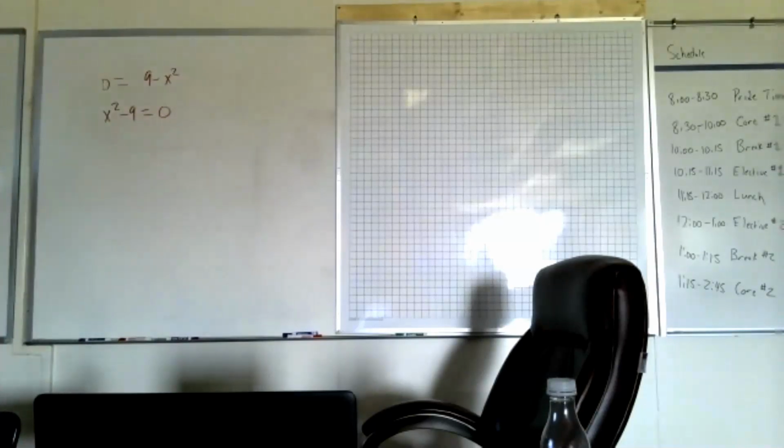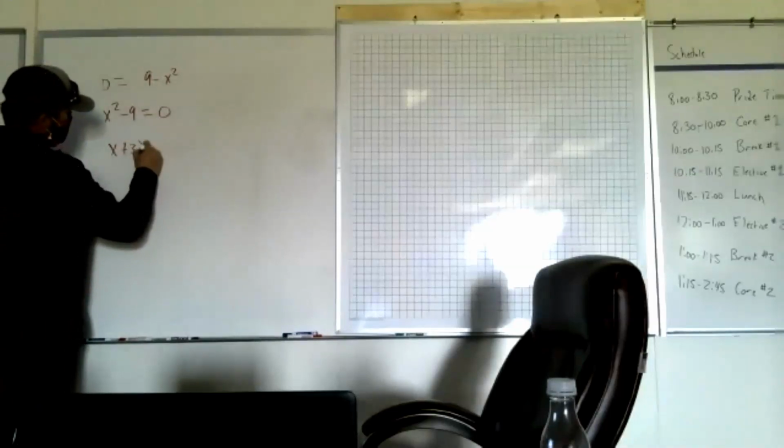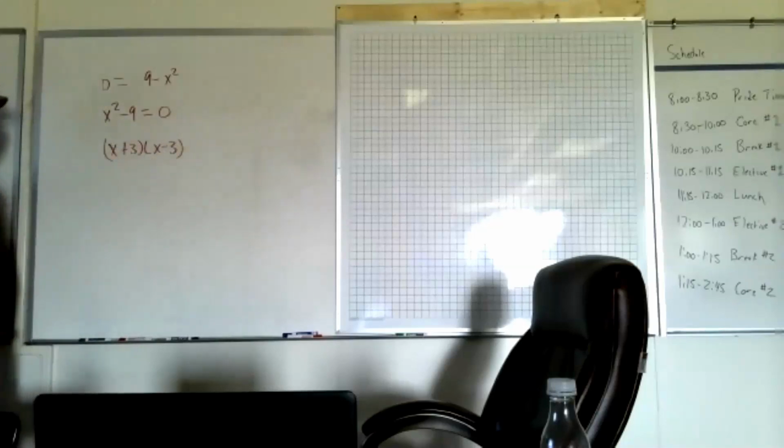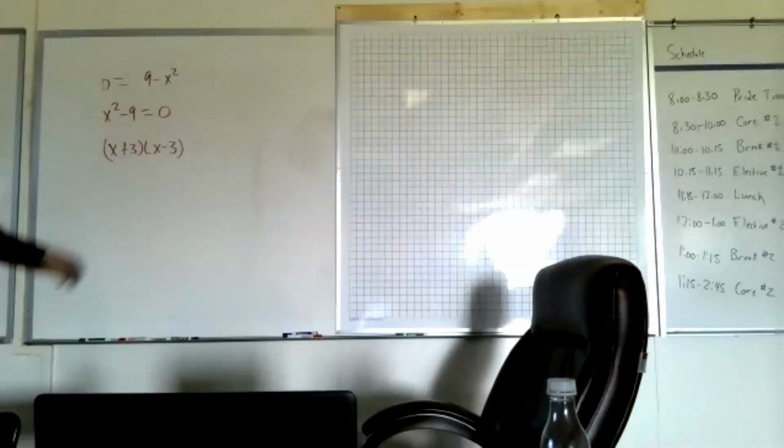This falls into the difference of squares. X squared is a perfect square. 9 is a perfect square. So it would be x plus 3, x minus 3 as our factored form. Because we'd be looking for two numbers that multiply to equal a negative 9 that add up to be 0. So 3 and negative 3 work there.